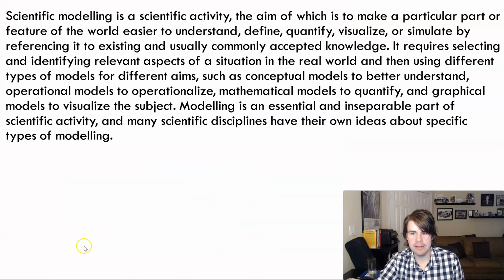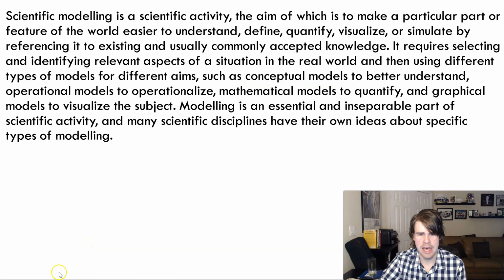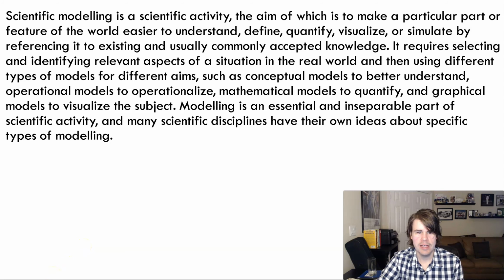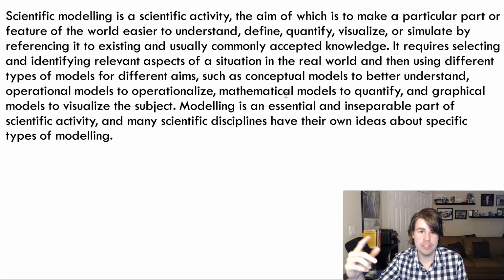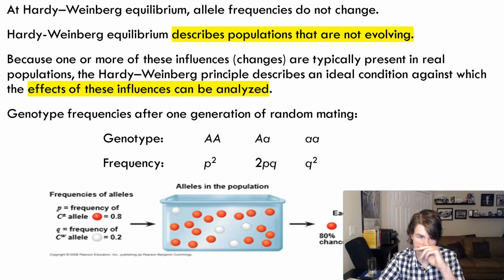Scientific modeling helps scientists understand the world. It requires selecting and identifying relevant aspects of a situation and then using different types of models for different aims: conceptual models, operational models, mathematical models. We've been hearing a lot about models. The CDC and the WHO have been putting out models about COVID-19. We live in Florida, so we see models all the time about hurricanes. They're inputting data, and you have all those different spaghetti models. All those are models in science, and Hardy-Weinberg is just another example of a model.